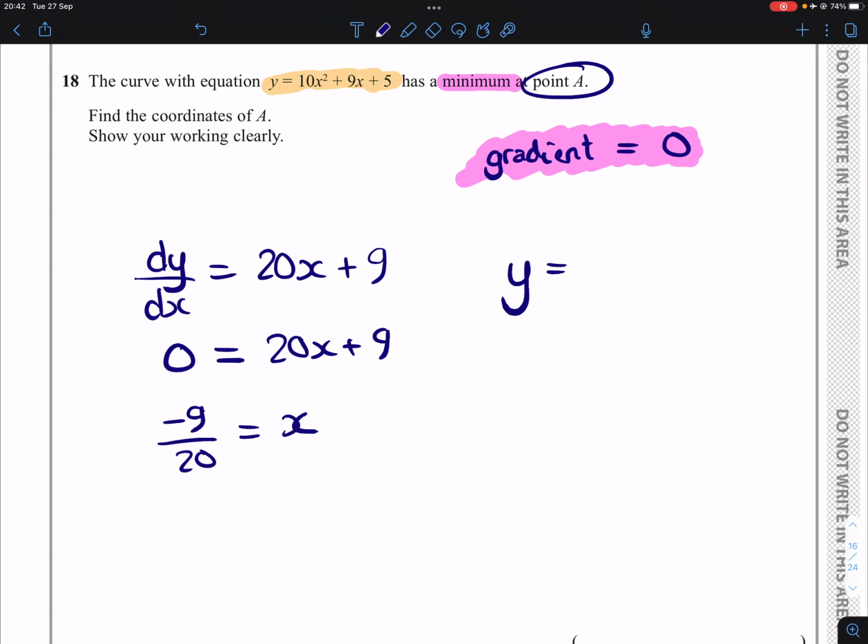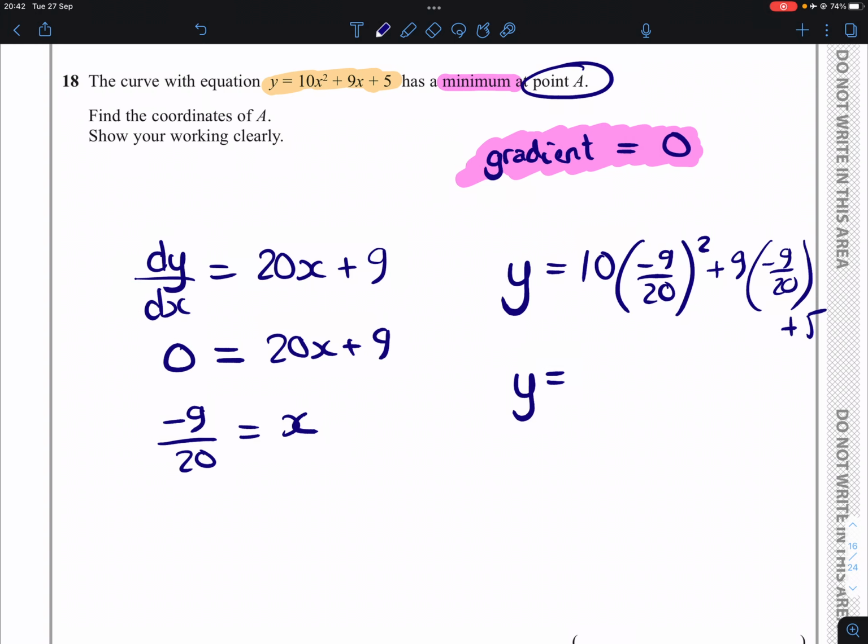So subbing that in, we're going to have y equals 10 times negative 9/20 squared plus 9 times negative 9/20 plus 5, which if you're careful in terms of how you've set it up, you can type that into the calculator in one go, and you will end up with 2.975, or you could write it as 119/40 if you want. Of course, this minus 9/20, I should have stated, I could have written as minus 0.45.